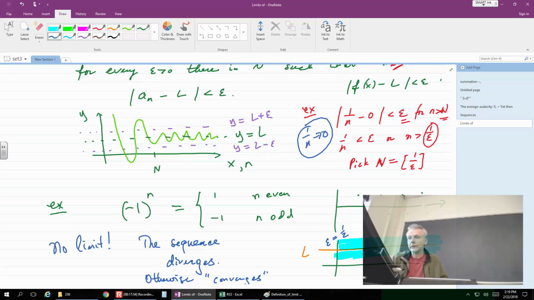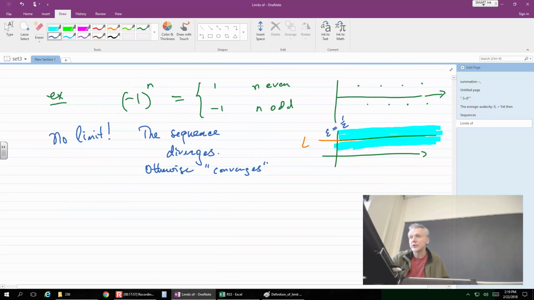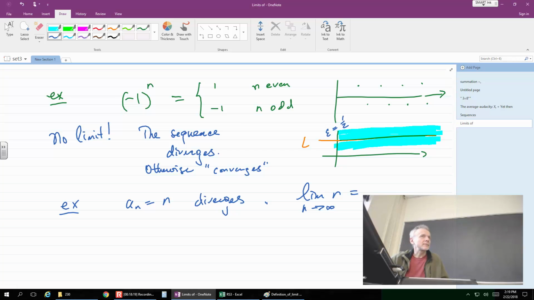There are less exotic examples of divergent sequences, such as, for example, a_n equal to n, which also diverges. Just going straight up. We can be more specific here. The limit of n as n goes to infinity is infinity. So in other words, divergent has two categories: divergent plain and divergent to infinity.